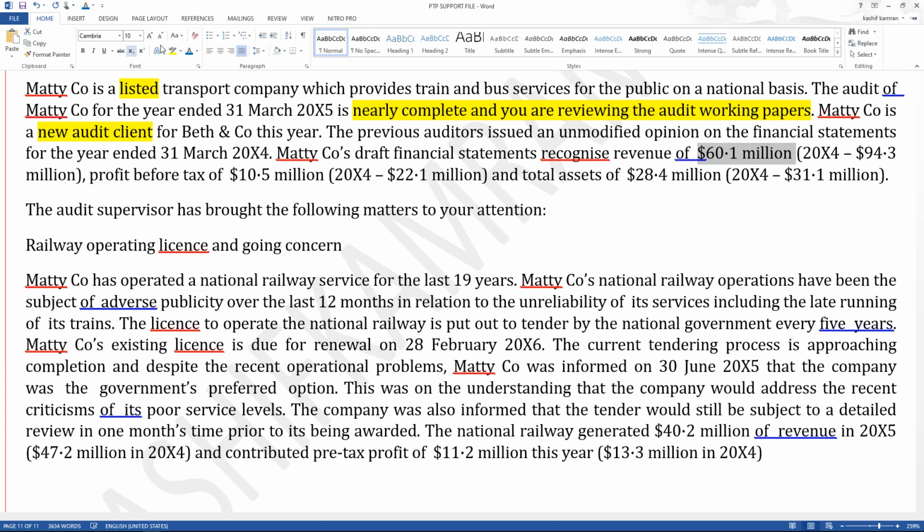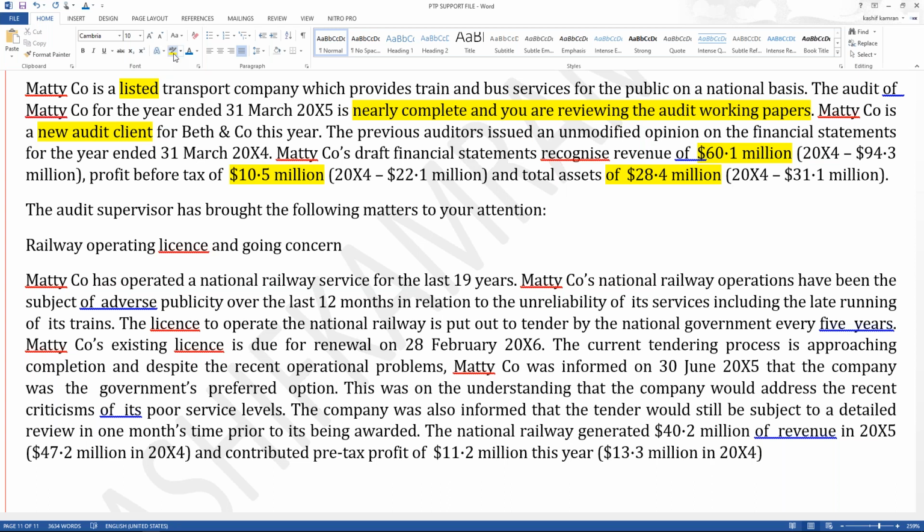Comment on the materiality. The profit before tax of 10.5 million can be used for finding the materialities wherever possible, and the total assets of 28.4 million. So see how I read the case with you? I just highlighted important information.